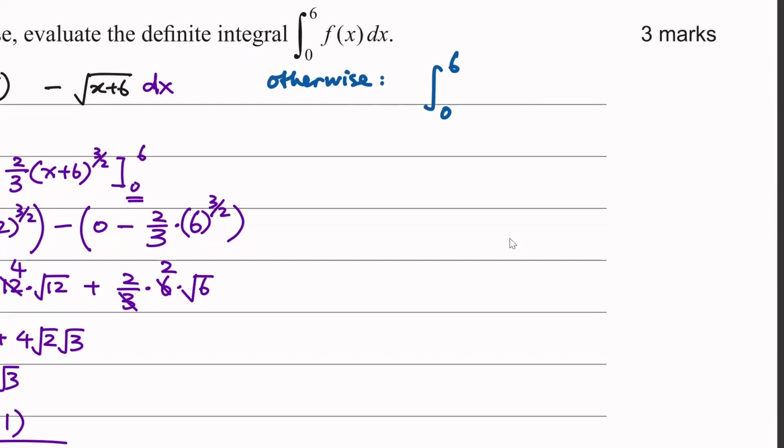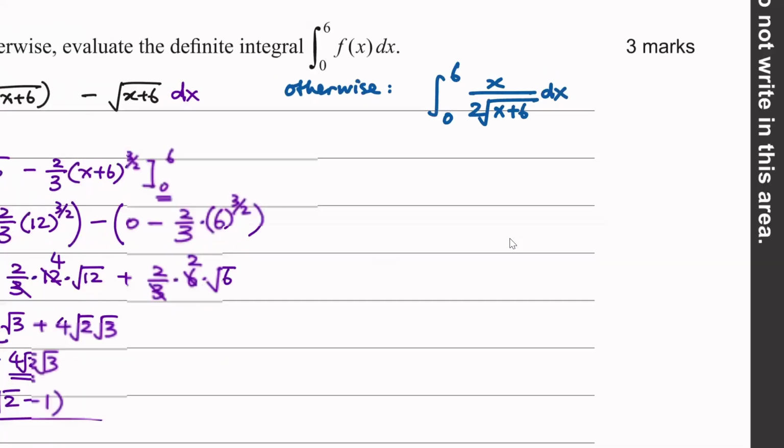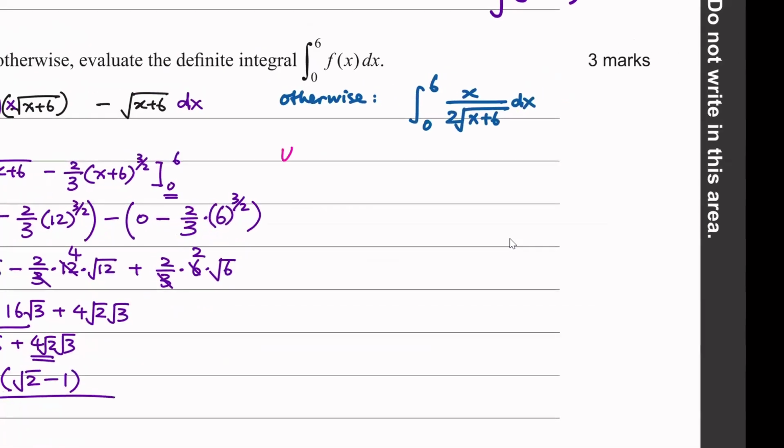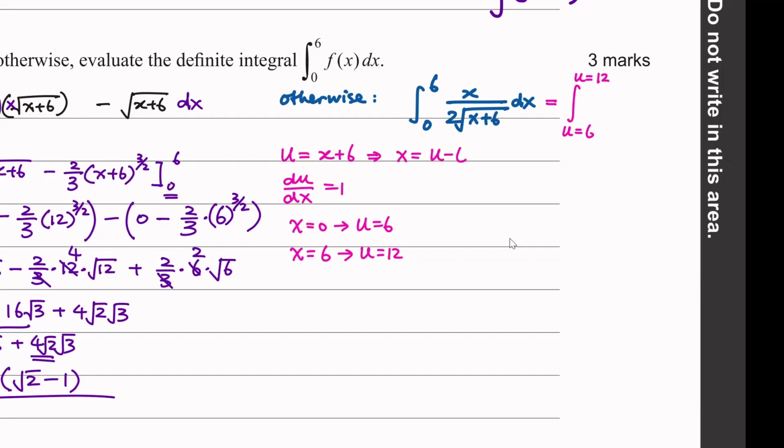What you are trying to find is the integral from 0 to 6 of x divided by 2 square root of x plus 6 dx. And you just say u equals x plus 6. du dx equals 1. x equals 0 gives you u equals 6, and x equals 6 gives you u equals 12. Do a complete substitution, then this thing can be written as u equals 6 to u equals 12. And notice your simple x can be u minus 6. So you have u minus 6 divided by 2 square root of u du, something along this line.